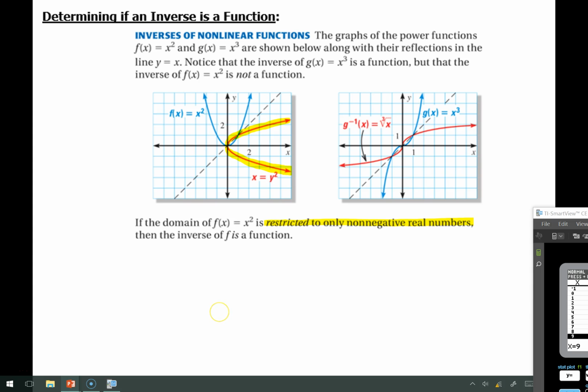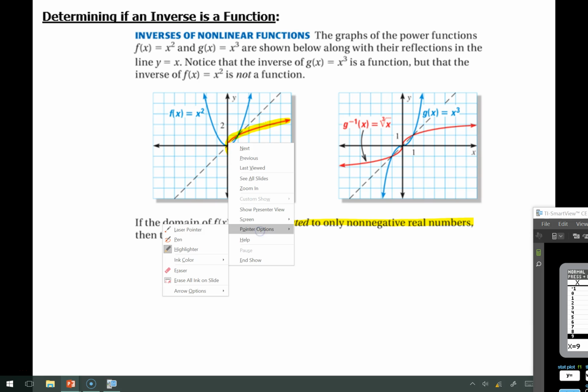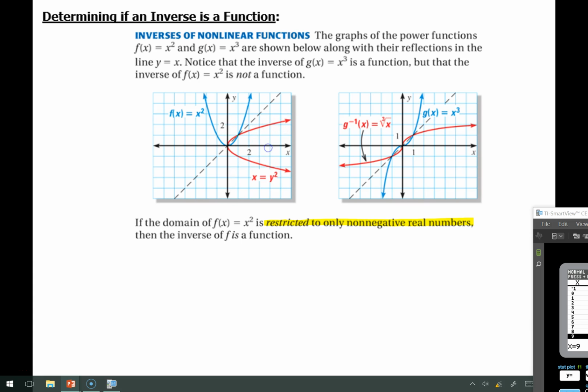Because if we're looking at non-negative real numbers, then we're only looking at the right-hand side of the original. We're looking at this part here. And when it flips, we are only looking at this part here, and that passes the vertical line test. So in order for the equation f of x equals x squared to have an inverse that is a function, you have to restrict the domain to be only half of the parabola.